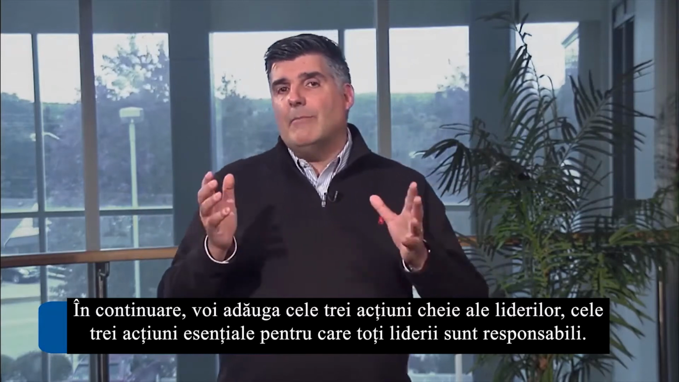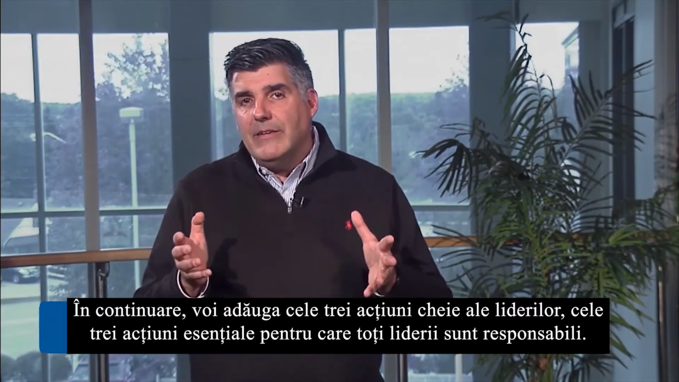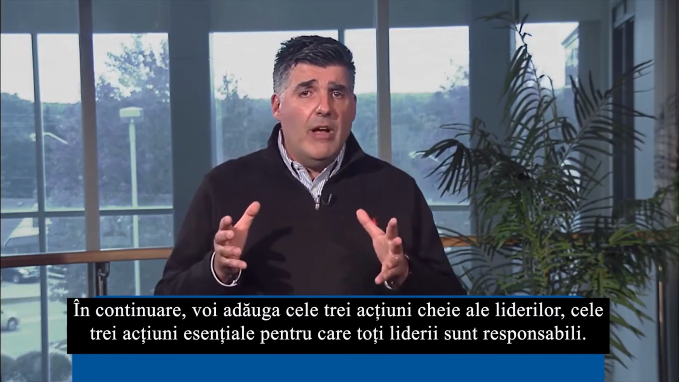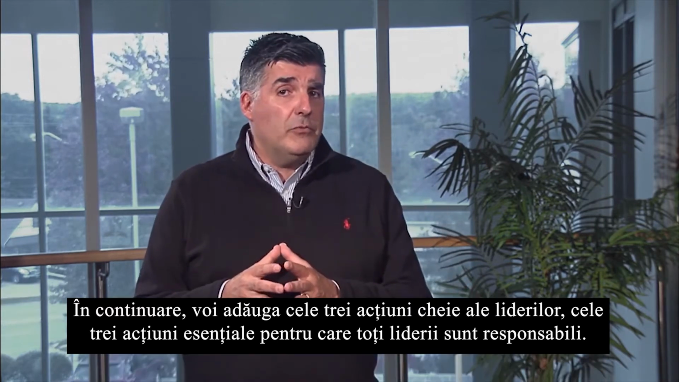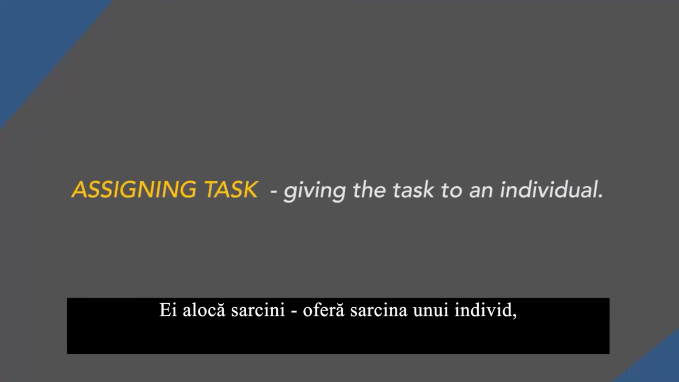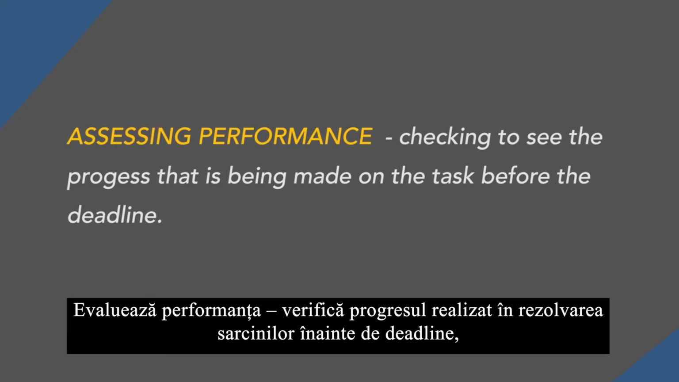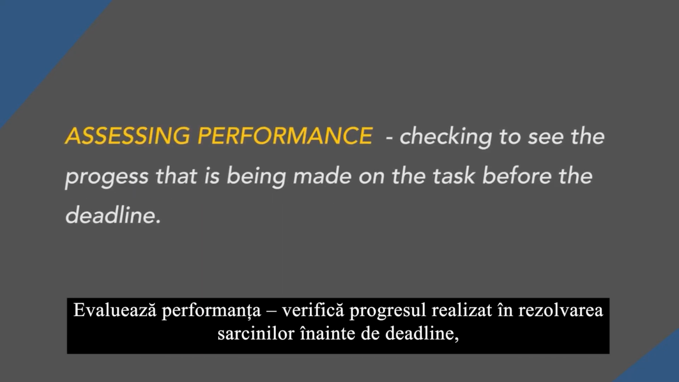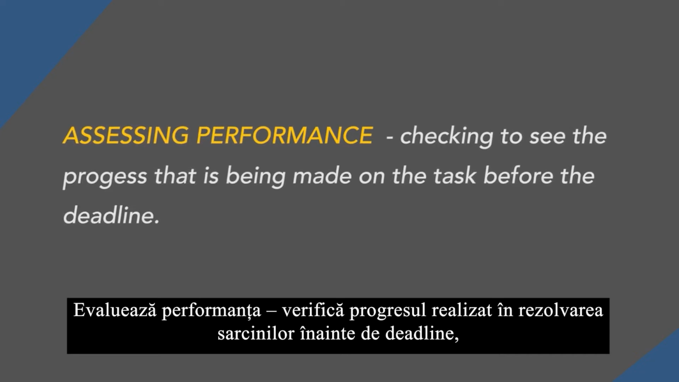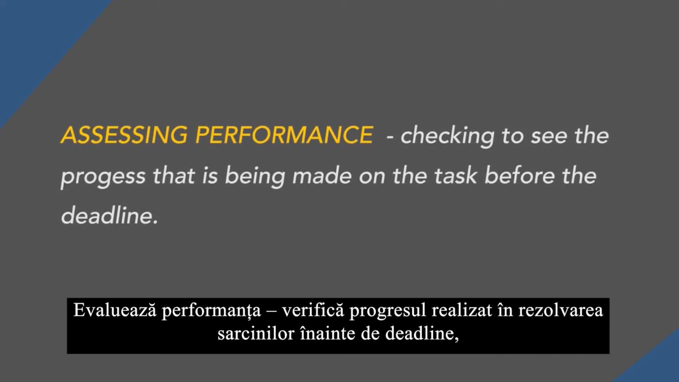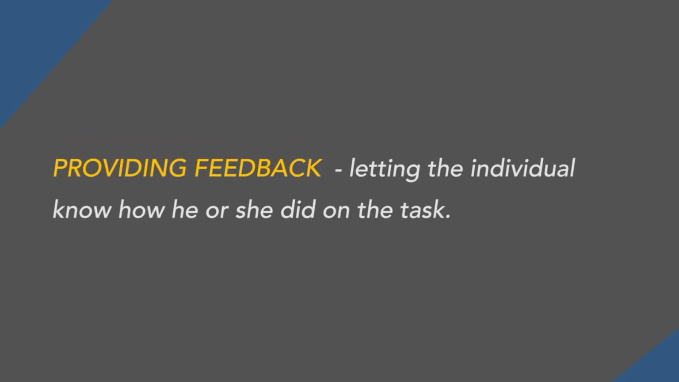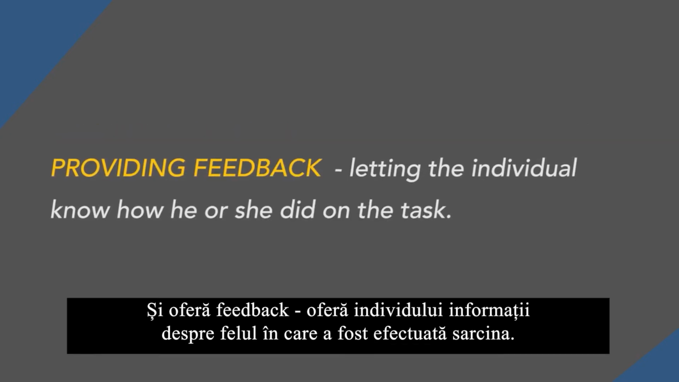Now, next I'm going to add the 3 key leader actions, the 3 essential actions for which all leaders are responsible. They are assigning tasks, giving the task to an individual, assessing performance, checking to see the progress that's being made on the task, that it's progressing before the deadline, and providing feedback, letting the individual know how he or she did on the task.